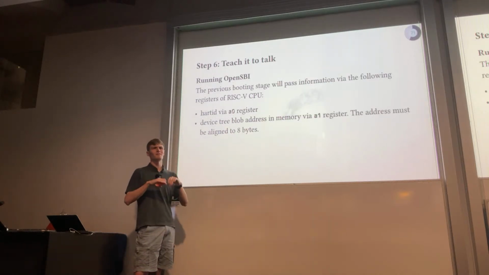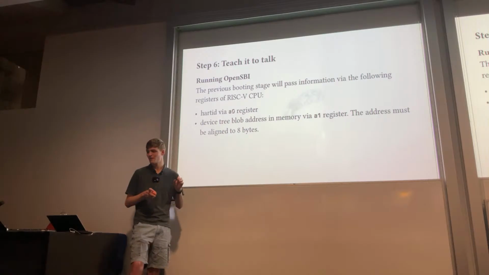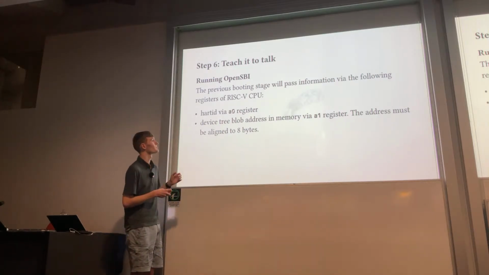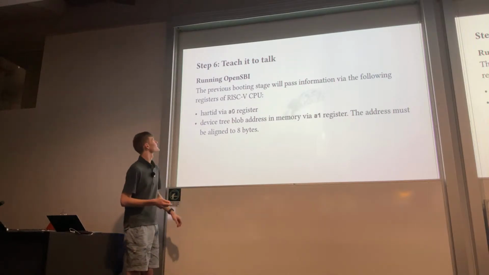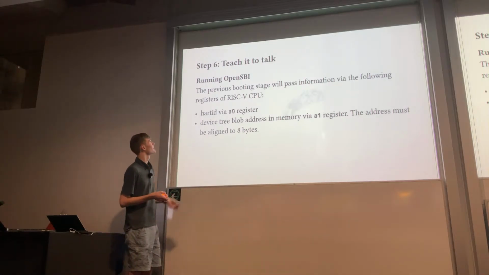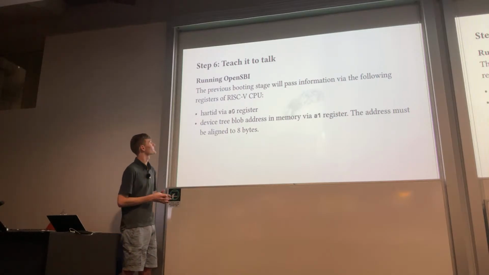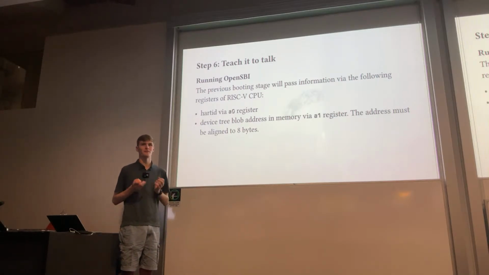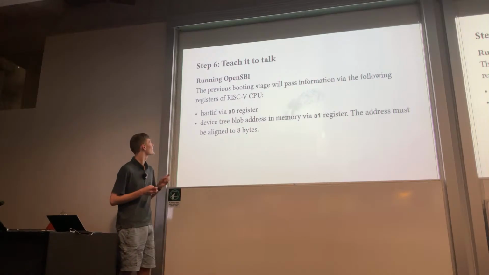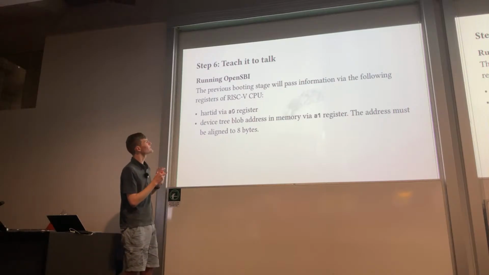But now the question is, how do we tell it where the serial port is? Is there a hard-coded address somewhere that we need to put it? Or do we give it information somewhere? The answer is the second. If we look through OpenSBI's documentation, it tells us how it expects to be run. It expects a hart ID in the A0 register when it starts up. That's easy. That can just be set to 0 because we only have one hart. Hart just means core in RISC-V language. And then in the A1 register, the second argument, it wants a device tree blob address.